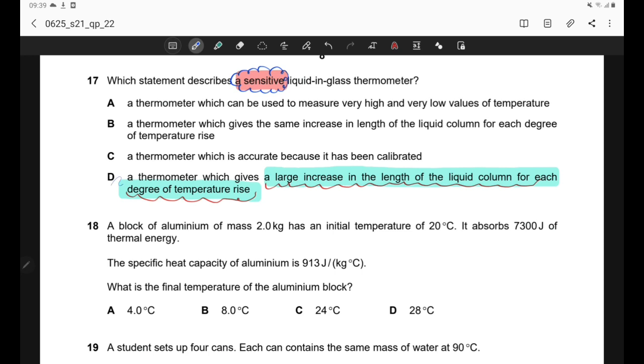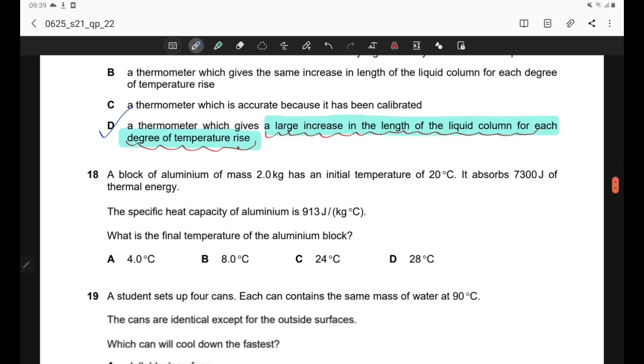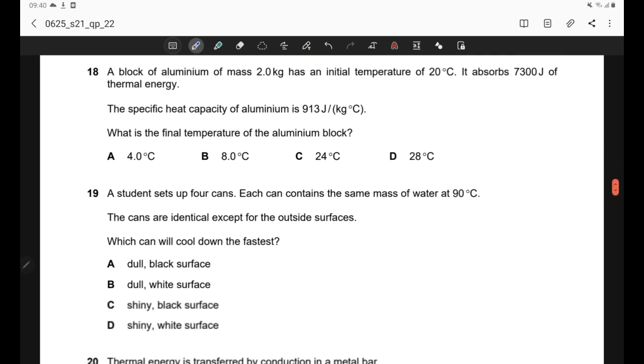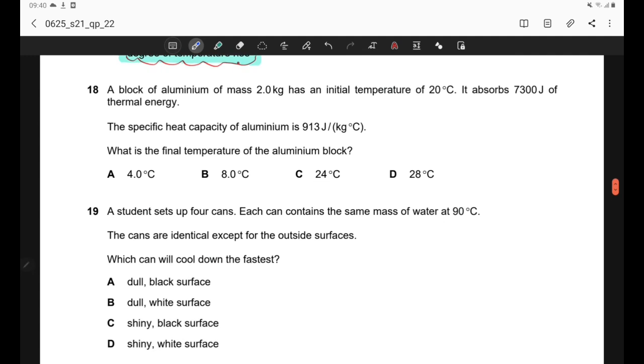So option D is correct. Question 18. A block of aluminium of mass 2 kg has an initial temperature 20 degrees Celsius. It absorbs 7,300 joules of thermal energy. The specific heat capacity of aluminium is also given. What is the final temperature of the aluminium block?